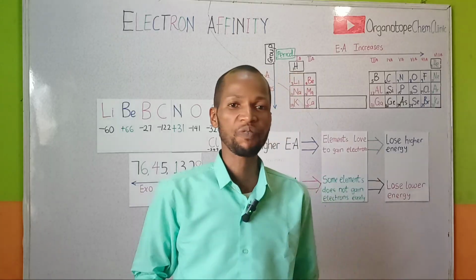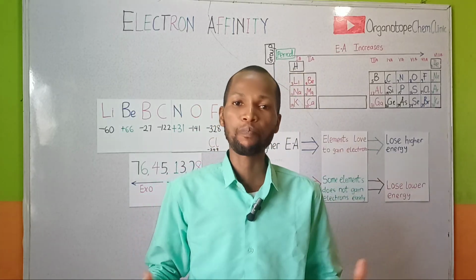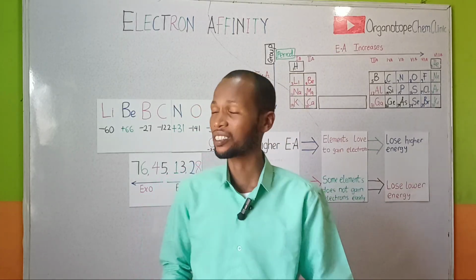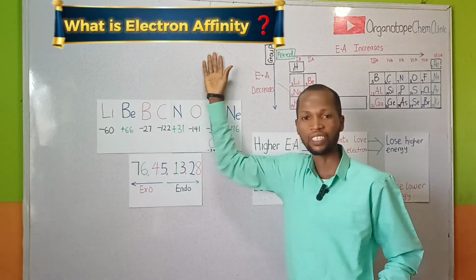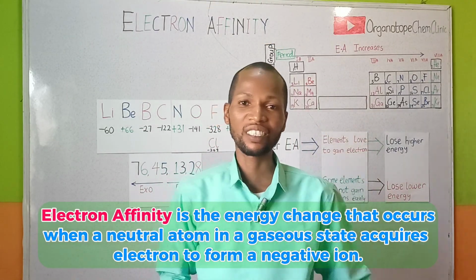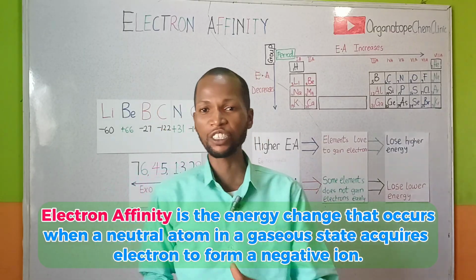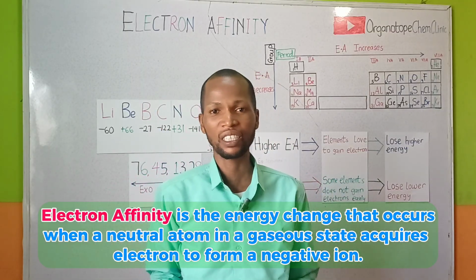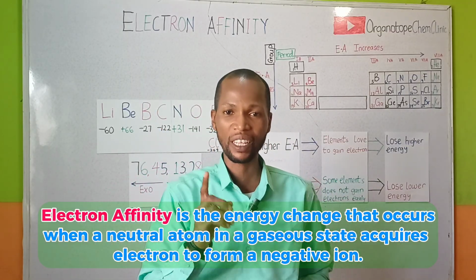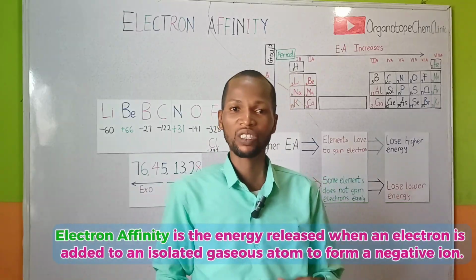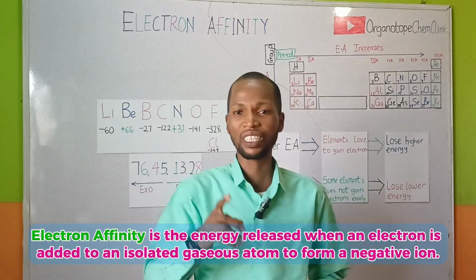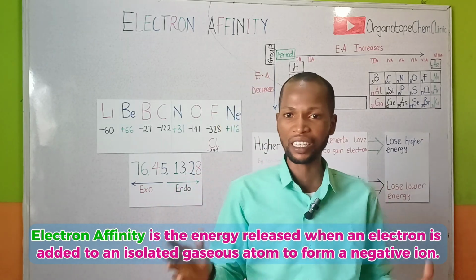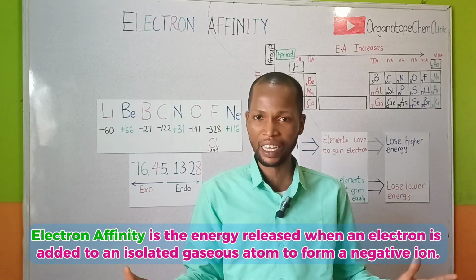In this episode of Inorganic Chemistry, we'll be cracking a powerful periodic trend, which is electron affinity. What is electron affinity? Electron affinity is the energy change that occurs when a neutral atom in a gaseous state acquires an electron to form a negative ion. In other words, electron affinity can be defined as the energy released when an electron is added to an isolated gaseous atom to form a negative ion.